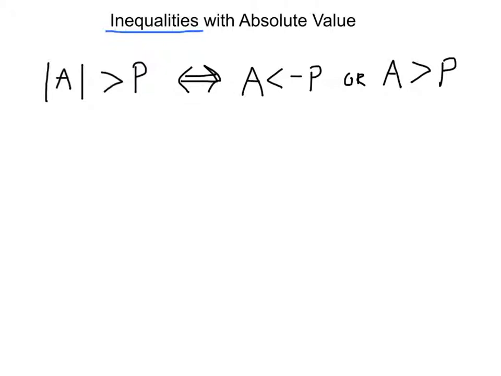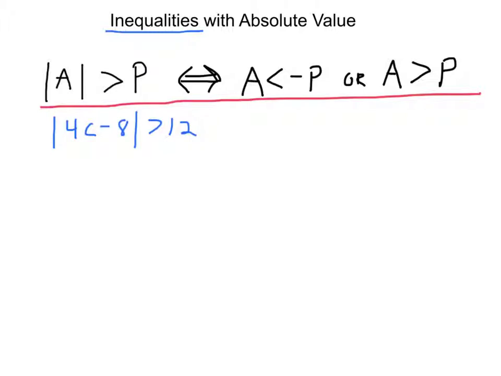So again, this is the crucial thing to know, that if you see an inequality of this form, where you have the absolute value of some expression is greater than some positive number, you want to know that you can break it up into these two separate parts. A is less than negative p, or A is greater than positive p. And then you solve both of those parts separately and take the combined solution set for your final answer.